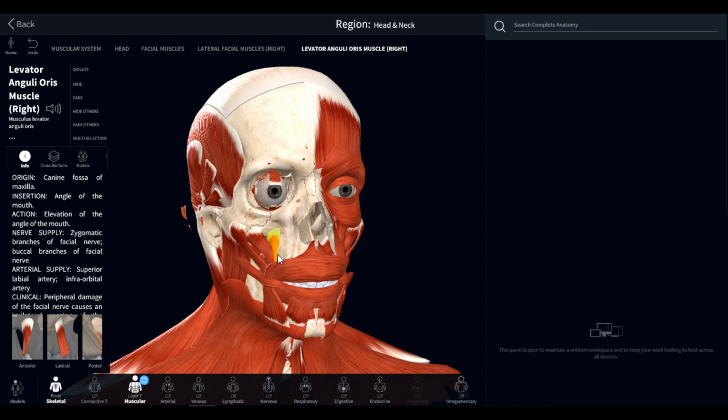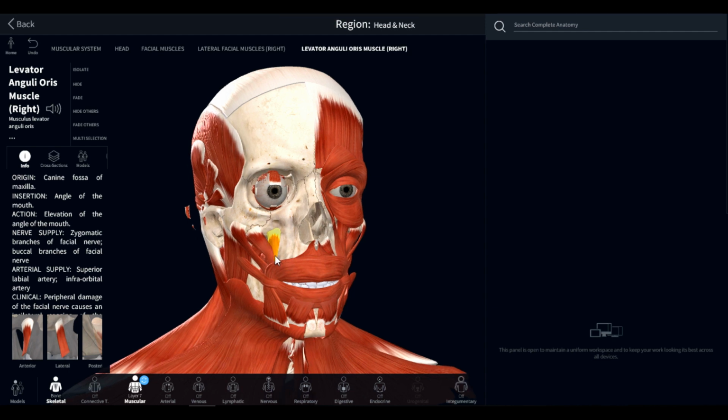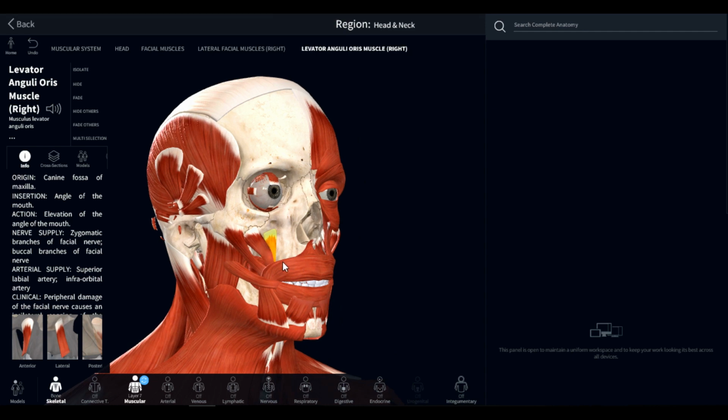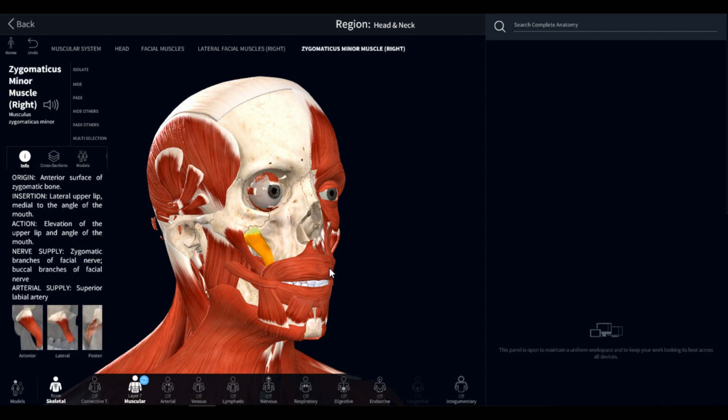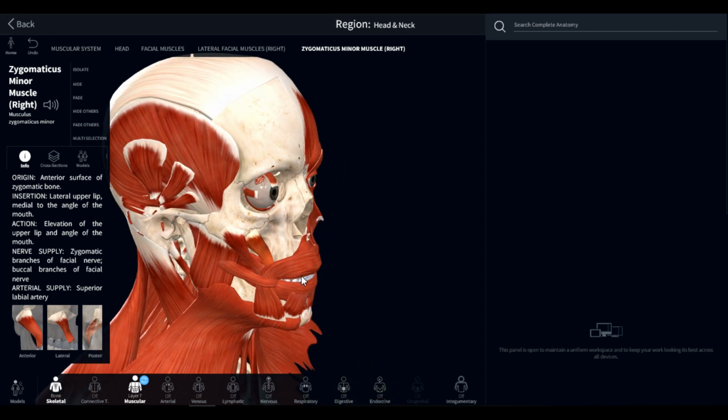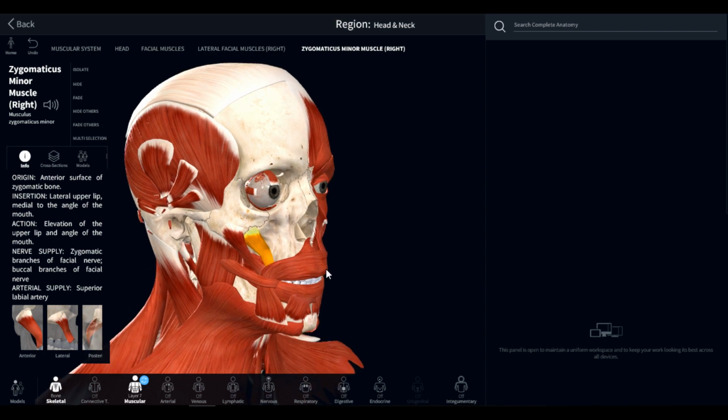This muscle is very hard to see because it is underneath both the zygomaticus minor, where we see here, and the levator labii superioris muscle. If we remove this, we can look at this muscle, which is known as the zygomaticus minor muscle. And the zygomaticus minor muscle is attached to the zygomatic bone, as the name suggests, and it's also attached to the upper lip. Now the zygomaticus minor muscle is innervated by the zygomatic branch of the facial nerve and has an arterial supply of the superior labial artery.